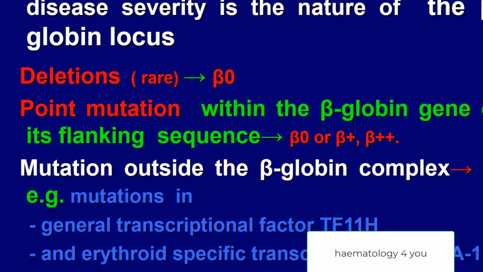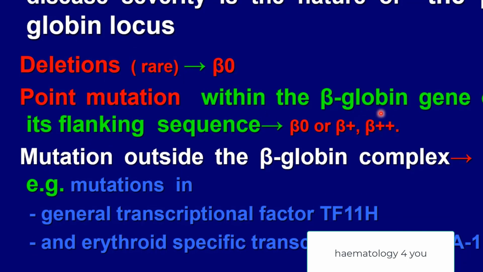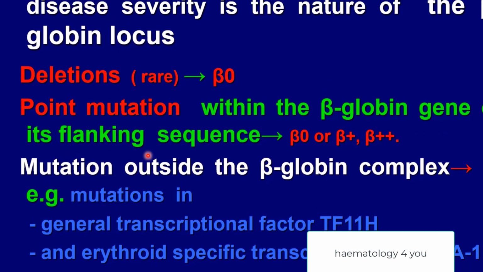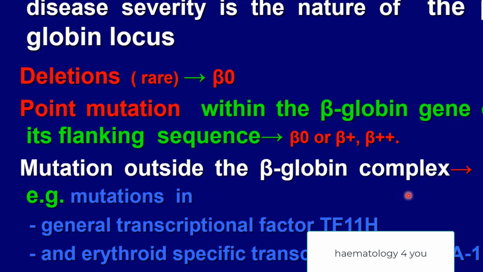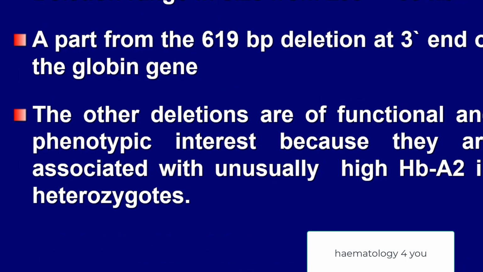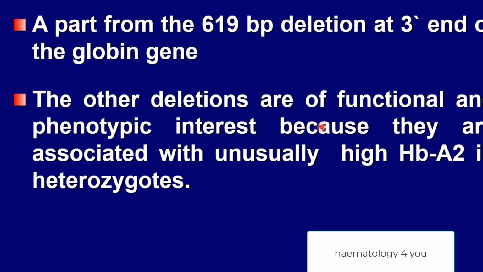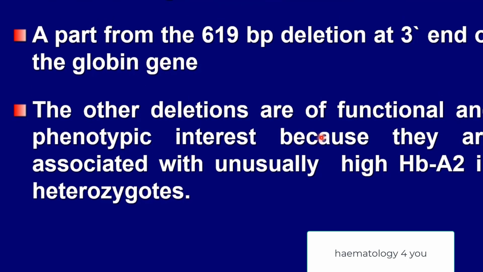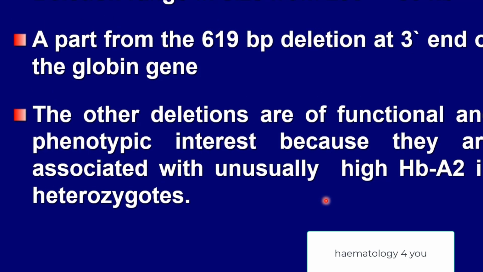Heterogeneity of beta thalassemia alleles: the most reliable and predictive factor of disease severity is the nature of the beta globin locus mutation. These include beta globin locus deletions, which are rare; point mutations within the beta globin gene or its flanking sequence; and mutations outside the beta globin complex, in general transcription factors and erythrocyte-specific transcription. Deletions are rare and range in size. Apart from these, other deletions in the globin gene are of functional and phenotypic interest because they are associated with unusually high HbA2 in the heterozygote.